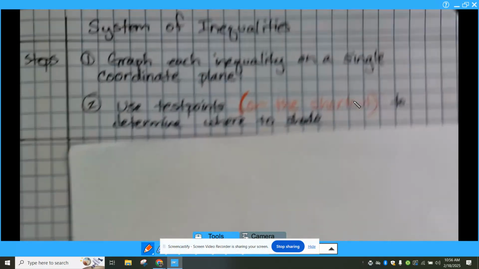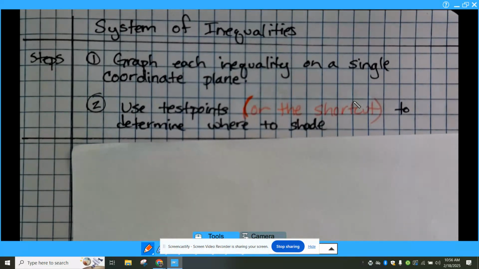So a system just means we're now graphing two or more on the same coordinate plane. So step one would be to graph each inequality on a single coordinate plane. And step two would be to use the test points or the shortcut to determine where to shade.